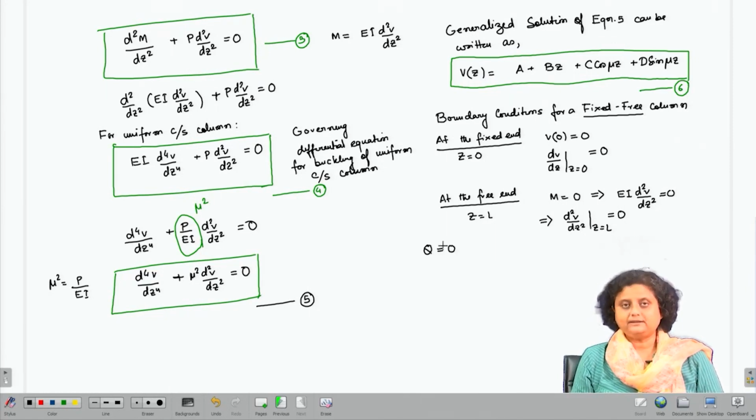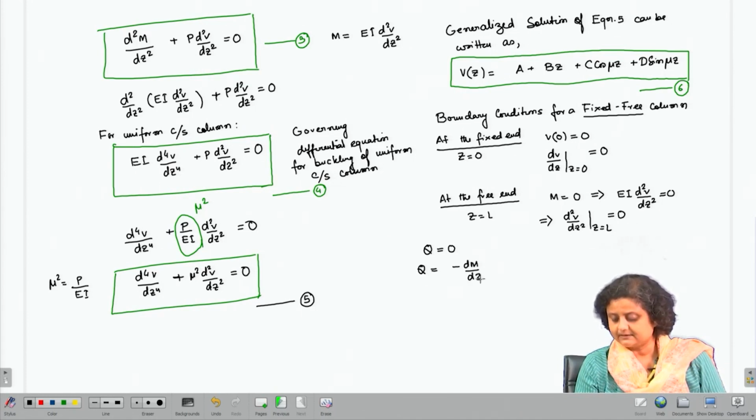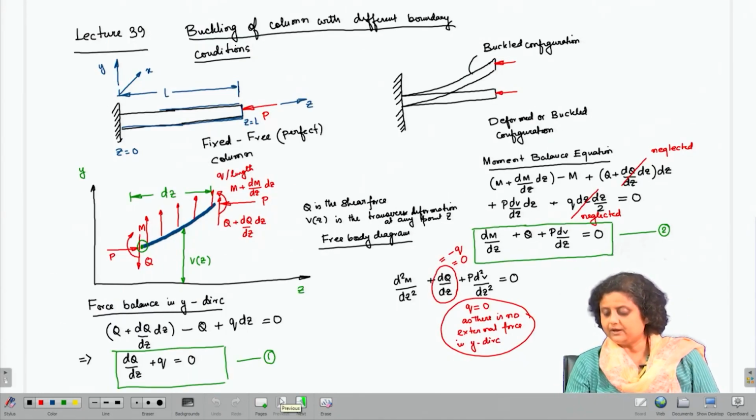Now, how do I write that the shear force is equal to 0? The shear force Q is basically minus dM by dz minus P dv by dz. This is coming from equation 2. From equation 2 we can see that Q is minus dM by dz and minus P dv by dz.